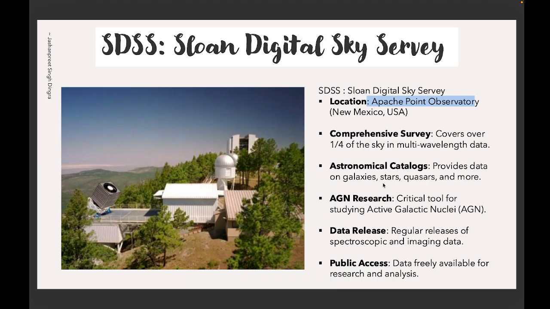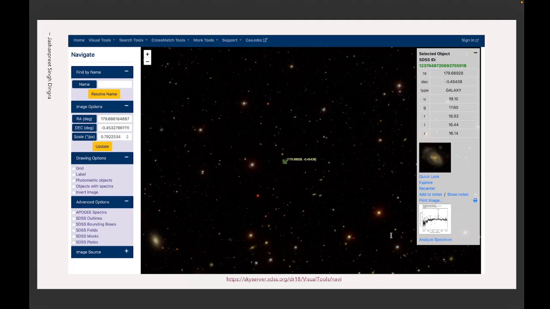These are some of the features of this telescope. It works on both imaging (photometric) and spectroscopic data. The critical focus of this telescope is in the field of AGNs, so many people in the AGN field use SDSS data, and it also provides stars, quasars, and galaxy data. This is what the survey portal looks like.